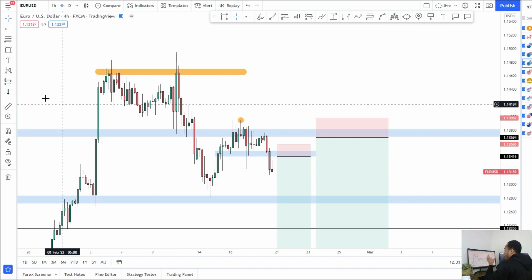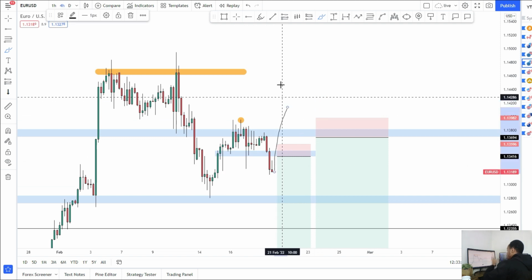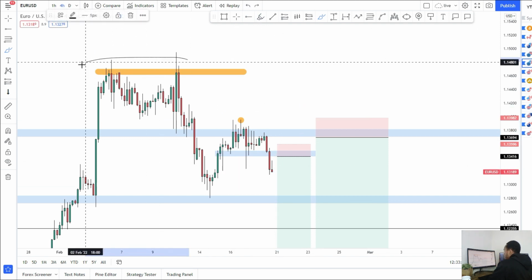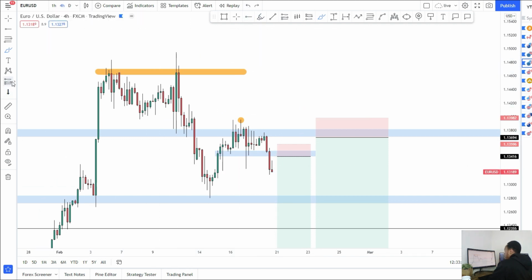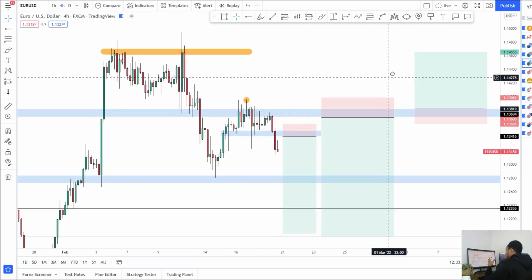I'll only look for longs again for Euros if we climb back above 1.138, because then we would have seen a shift in momentum and also that break in structure we're looking for. Then targets will be that double top there for Euro USD and potentially higher, of course. So that's the only way I'm looking for longs. Again, I'm not really interested.